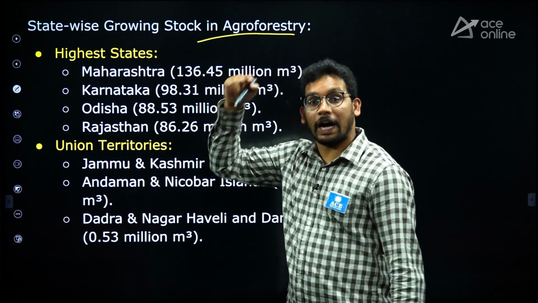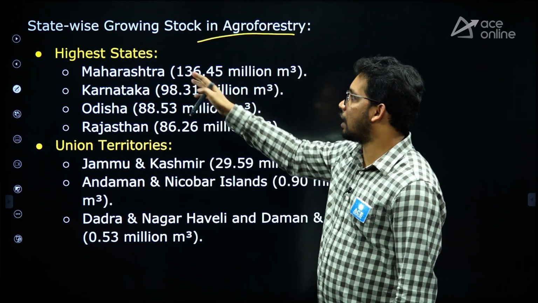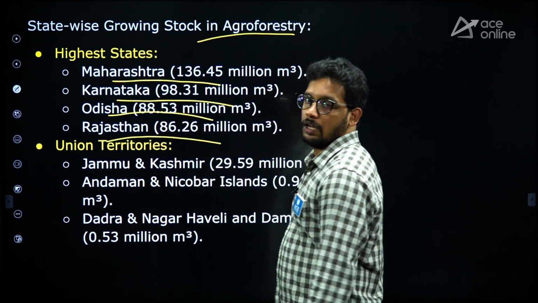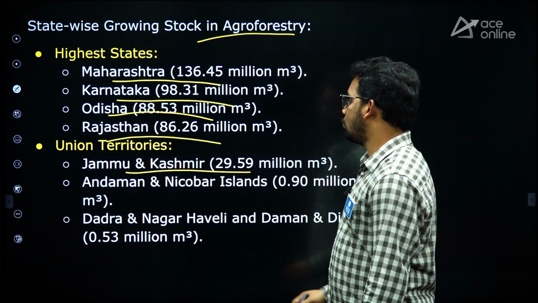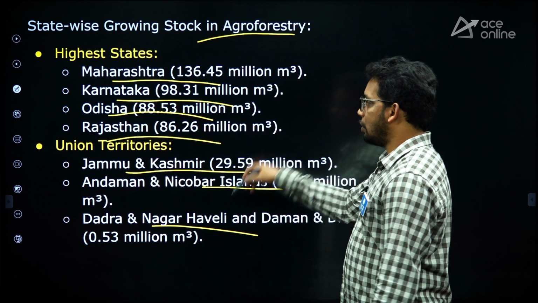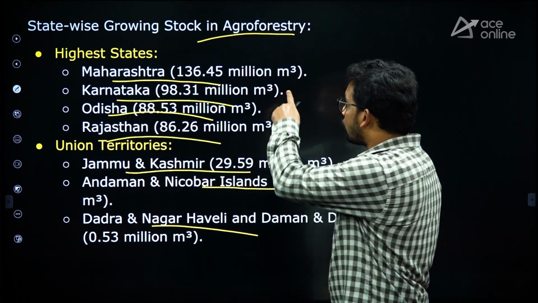State-wise growing stock in agroforestry, specifically agroforestry, which state is having the highest growing stock? Maharashtra, Karnataka, Odisha, Rajasthan. Whereas in terms of union territories, Jammu Kashmir, Andaman Nicobar, Dadra Nagar Haveli and Daman Diu. So these are the ones with the highest state-wise growing stock in agroforestry specifically.